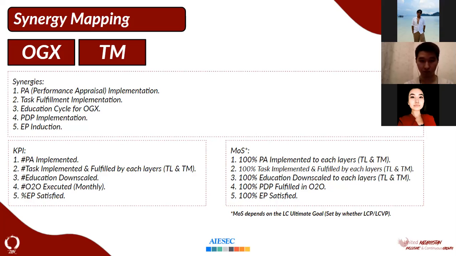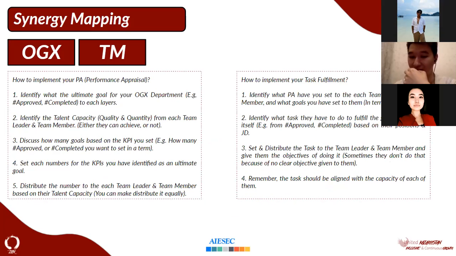And again, the MOS, or measurement of success, depends on the LC's ultimate goal. So for the LCP or LCVP, you need to be clear on how many percent your measurement of success is, maybe 80% or 90% based on the current situation that you have in your LC. So let's go to the how.